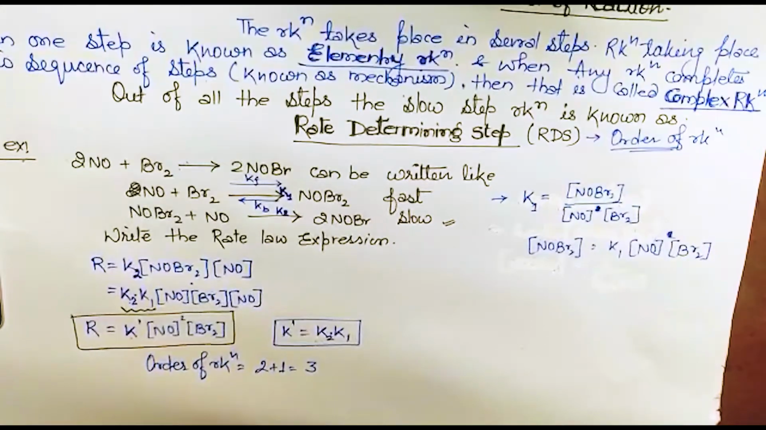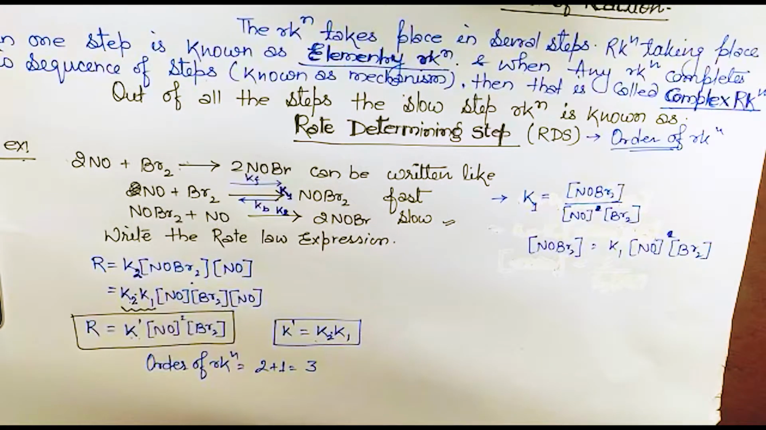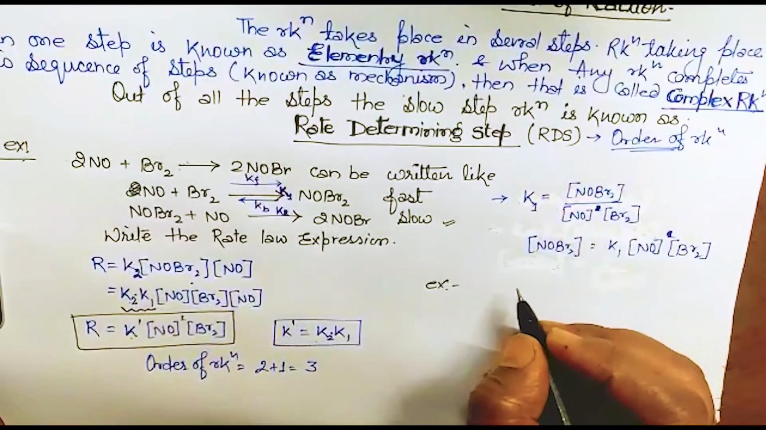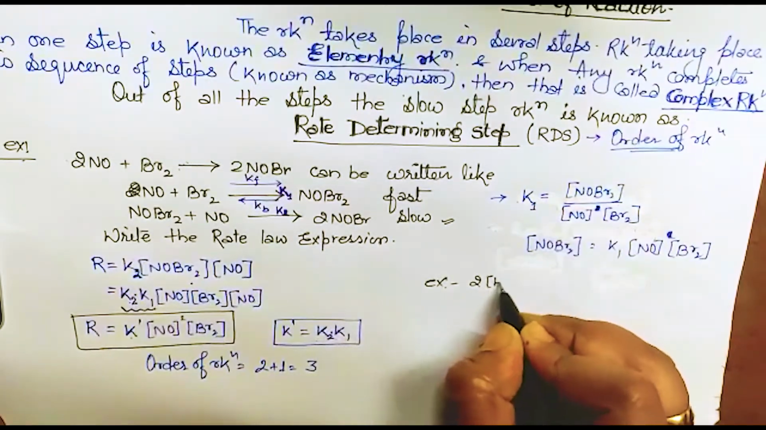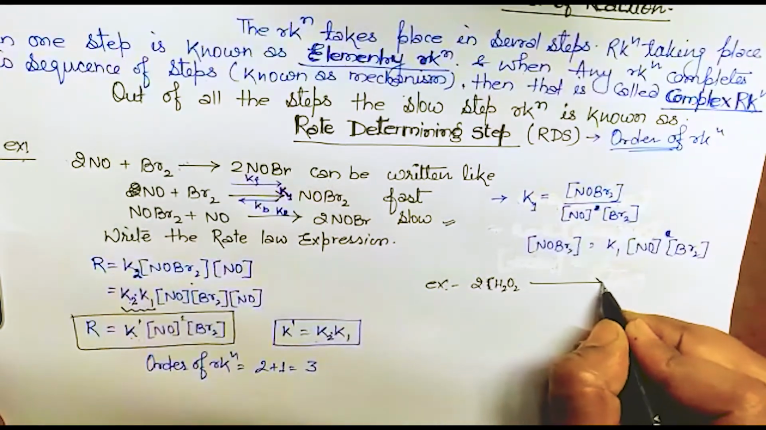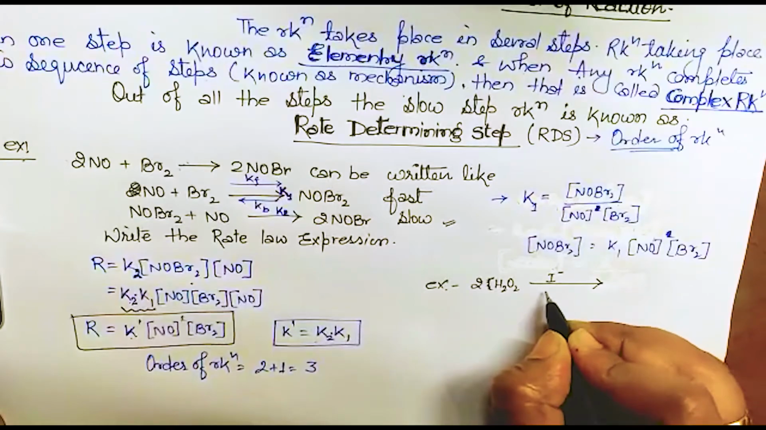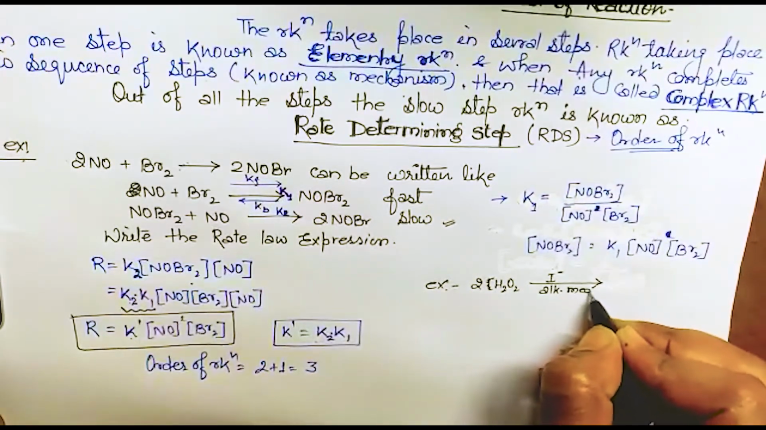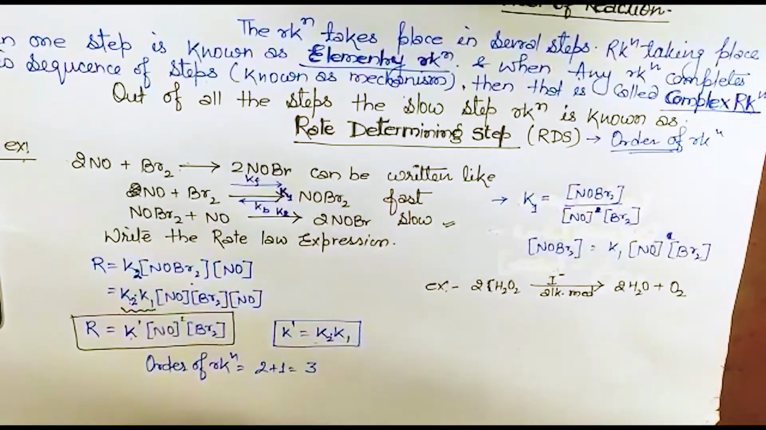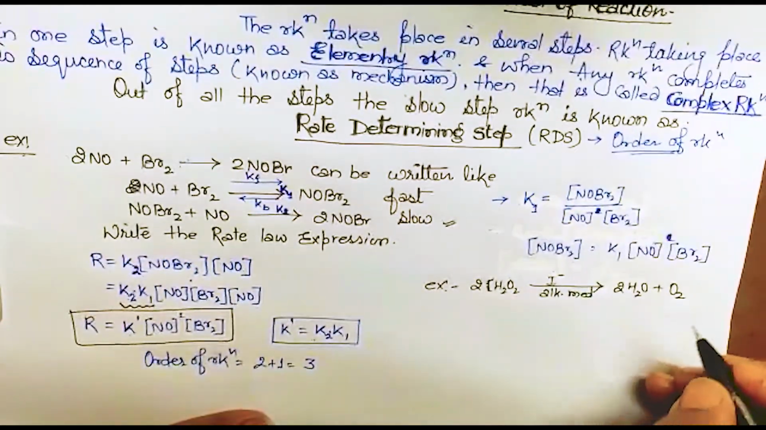Similarly, too many questions are there. I will give you one more question for practice. We have another equation also. So this is for you. You have to do this. Suppose this is another example, and the question is like this: the reaction of H2O2 in the presence of I minus in alkaline medium is going to convert into 2H2O plus O2. So write the rate law expression.